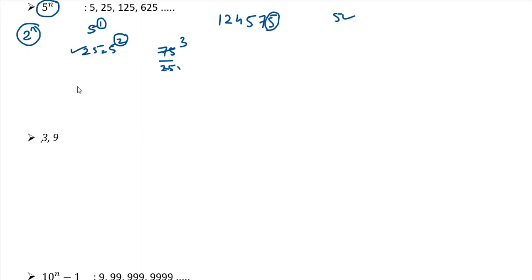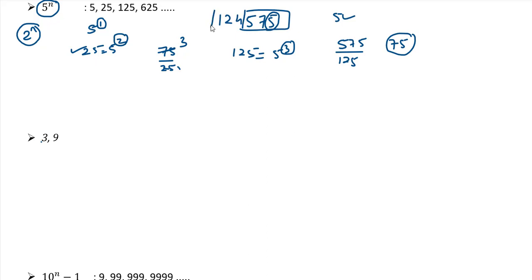Similarly, if you want to check whether this number is divisible by 125, 125 is of the form of 5 cube. So we'll take the last 3 digits. The last 3 digits in this case are 575. Now 575 when divided by 125, you can see that this number is not divisible by 125. We are getting a remainder of 75. So we can say that this entire number is not divisible by 125.